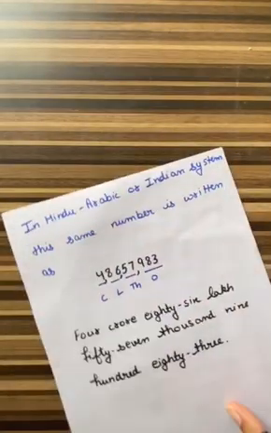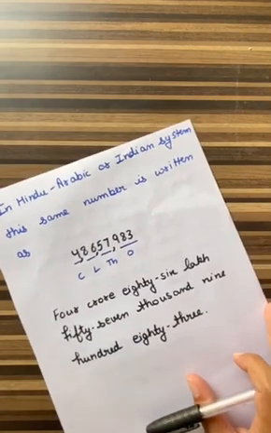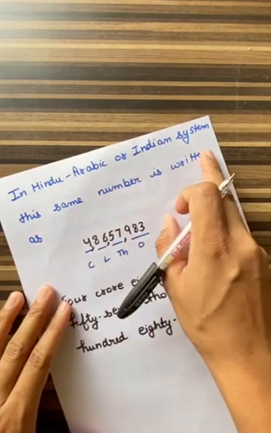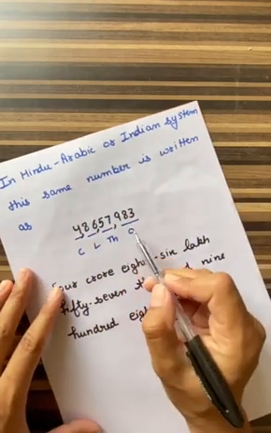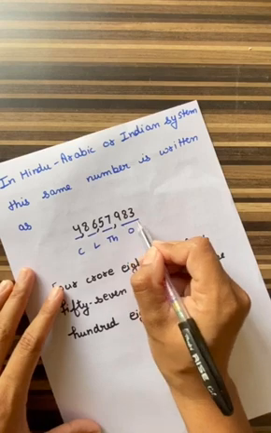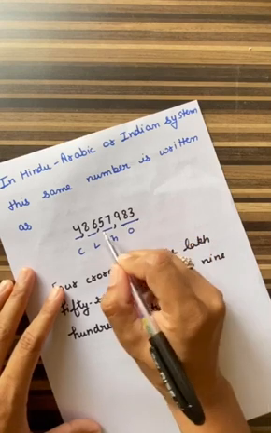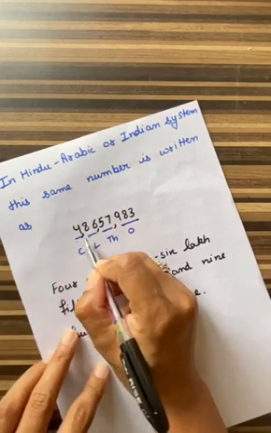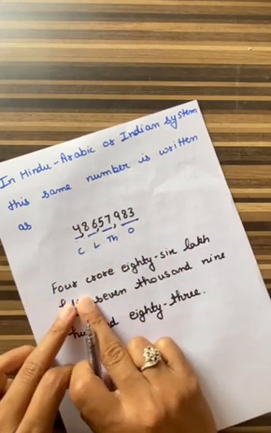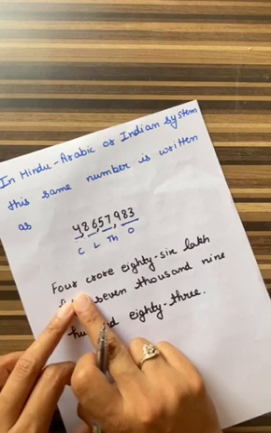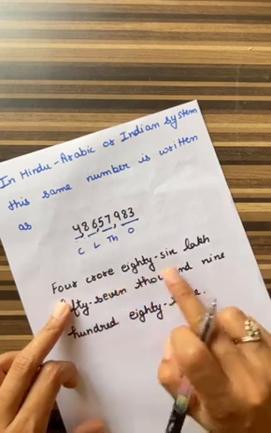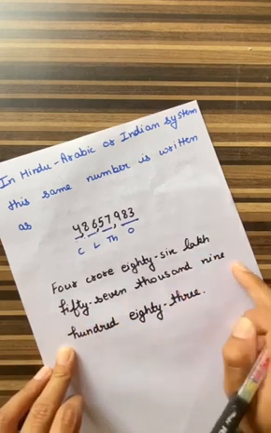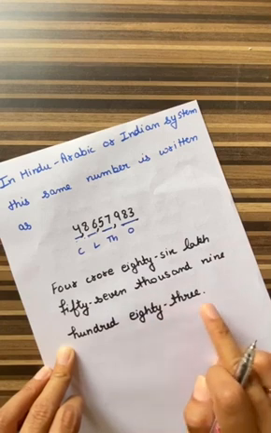Moving further, how can we write that same number in the Hindu Arabic or Indian system? First of all, we will divide it into periods. This is a period of ones, this is a period of thousand, this is a period of lakh, this is a period of crore. So the same number in the Indian system we will write as 4 crore 86 lakh 57,000 and 983.